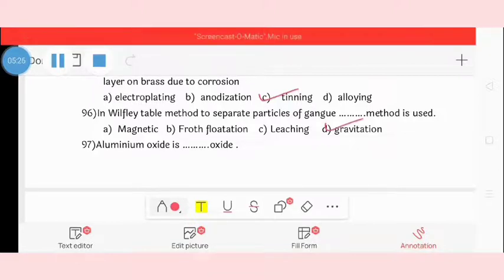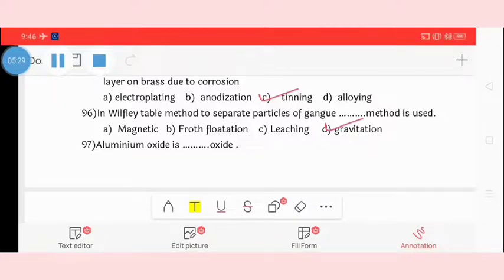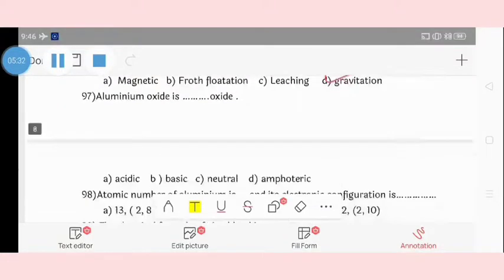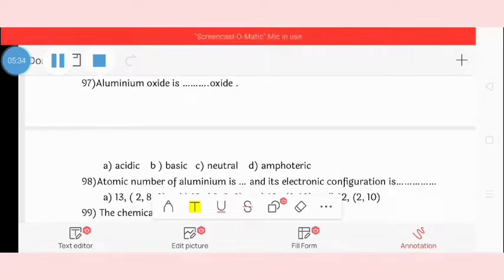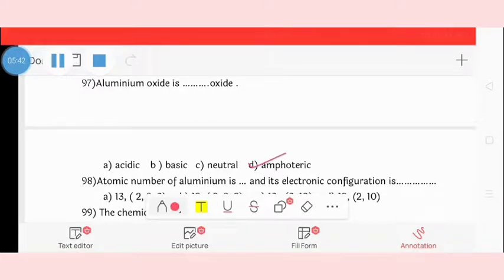Next question. Aluminium oxide is dash oxide. So aluminium oxide is acidic, basic, neutral or amphoteric oxide. So the correct option is option D, that is amphoteric oxide. Aluminium oxide is an amphoteric oxide.